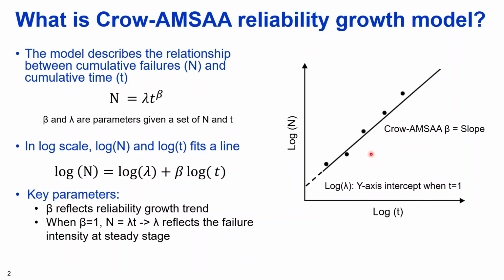And you will also see a case when beta equals 1, and what will happen is n will be equal to lambda multiplied by t. In other words, you will find that the cumulative number of failures increases linearly with the cumulative time at a speed of lambda, which indicates a steady stage. And that brings us to the next slide.